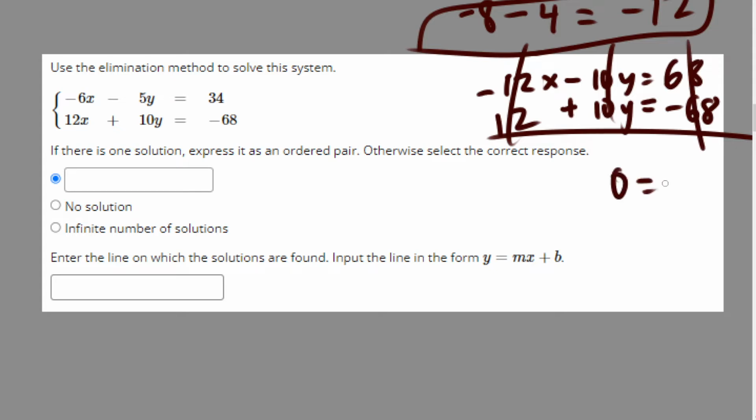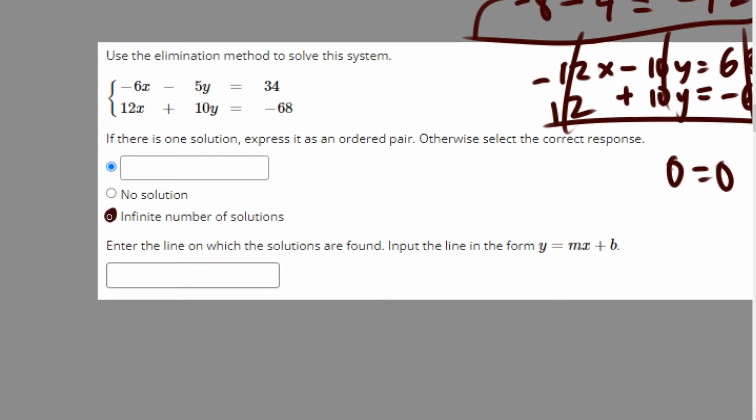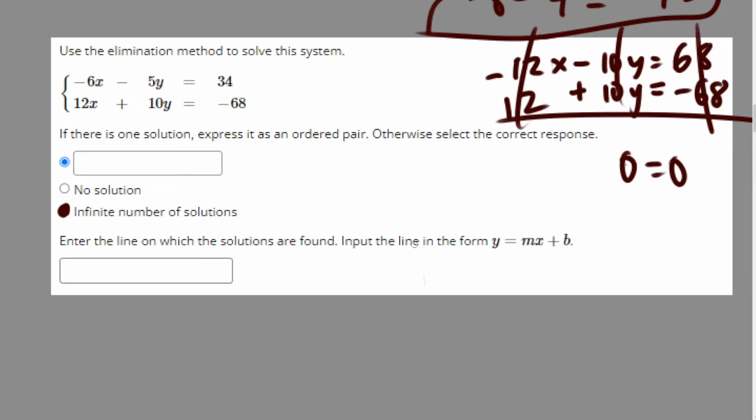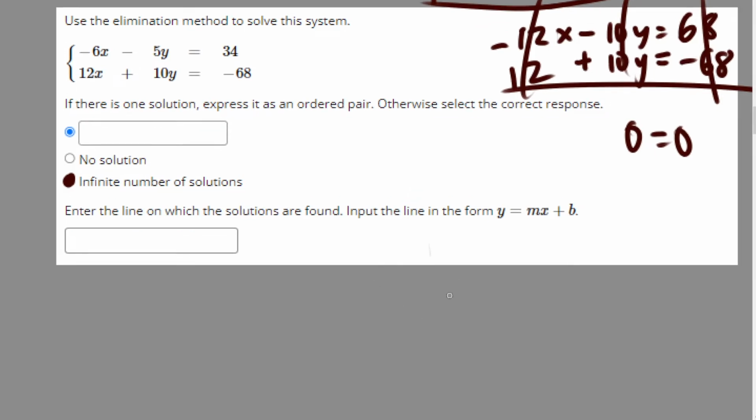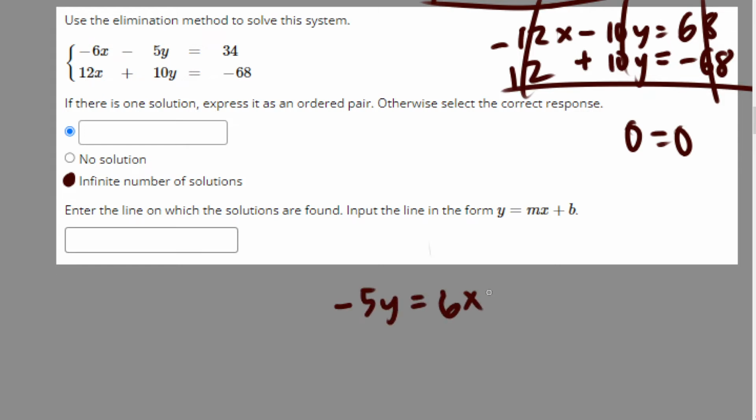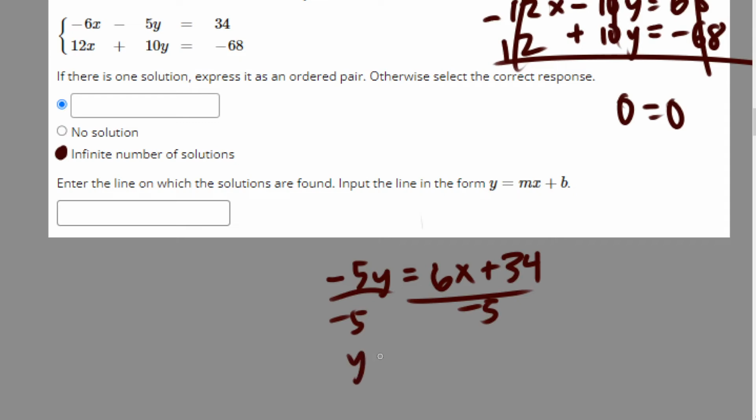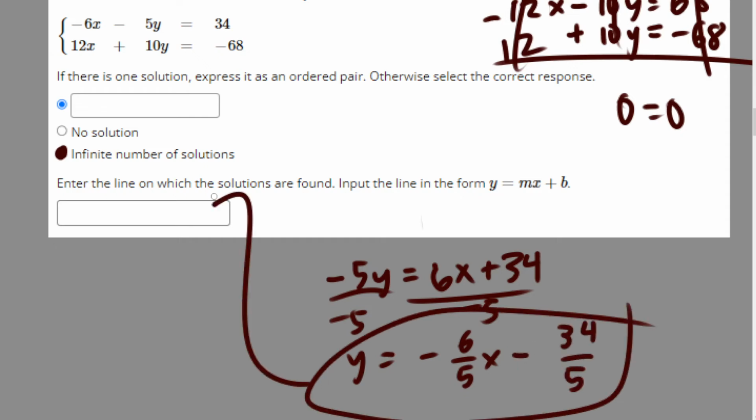This actually gets us 0 equals 0. So there's infinitely many solutions. And we want the line that it's found. So we need to manipulate our equation a little bit to have it so we can have a line. So I'm going to add 6x to both sides. So negative 5y is equal to 6x plus 34. Divide both sides by negative 5. That gives me y is equal to negative 6 over 5 x minus 34 over 5. And that would be my line.